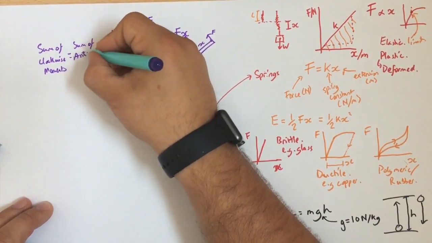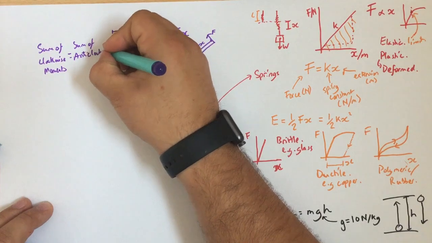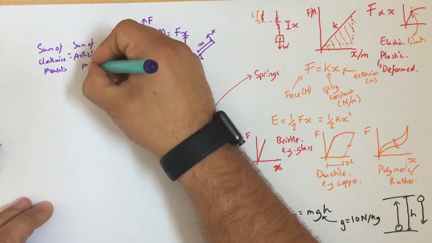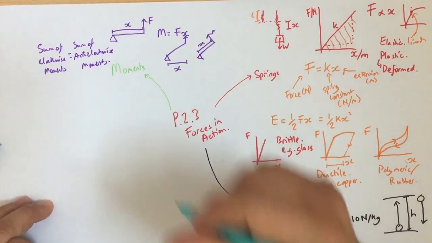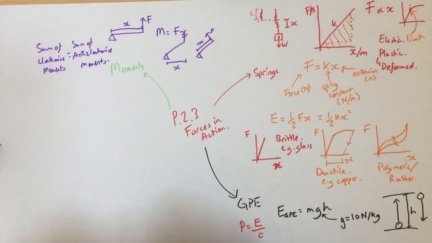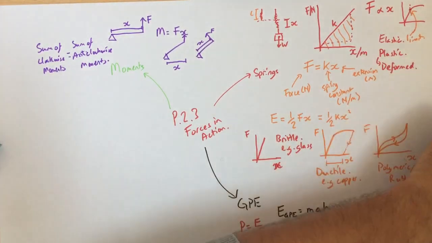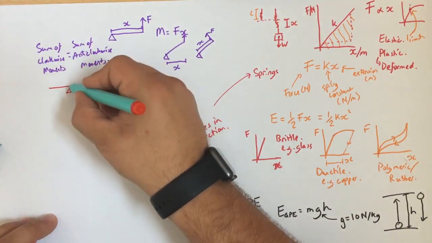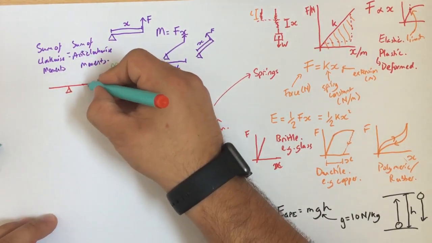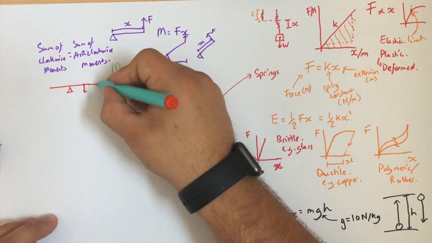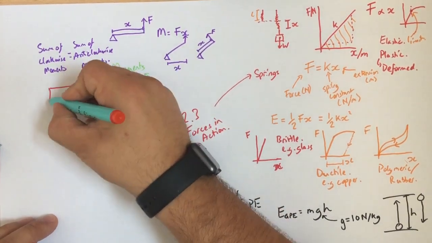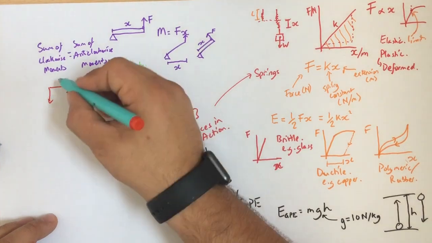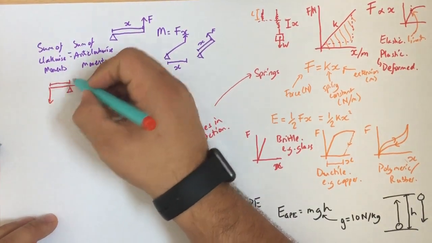So this is called the principle of moments. Just so you know what this means, the sum of the clockwise moments equals the sum of the anticlockwise moments when an object is balanced. So for example, if I've got a seesaw and I've got two small people sitting on this side and one big person sitting on that side, so I've got the force and the distance from the pivot.